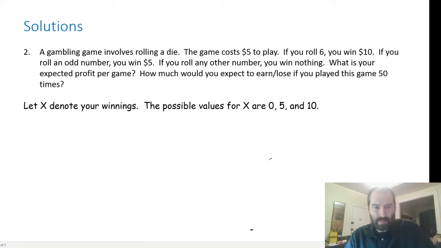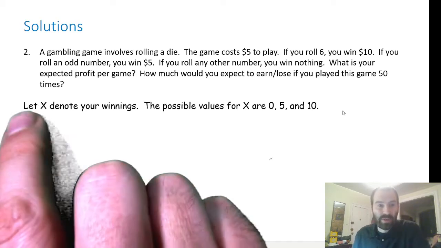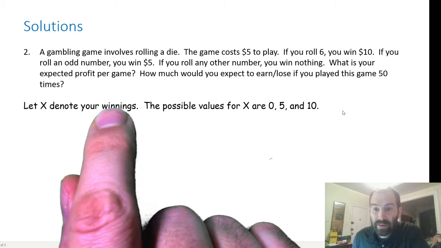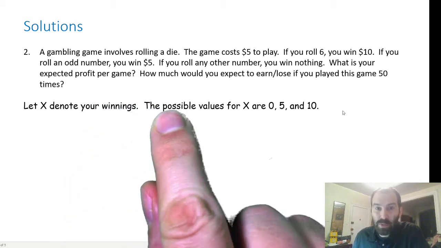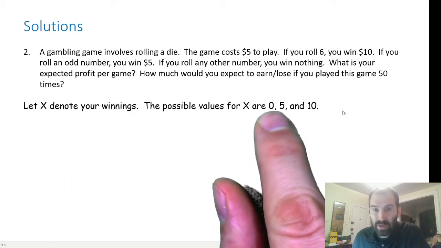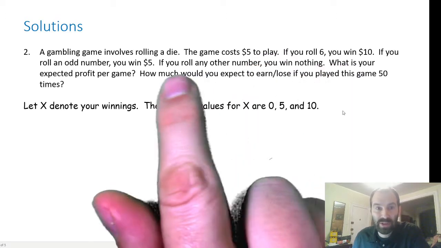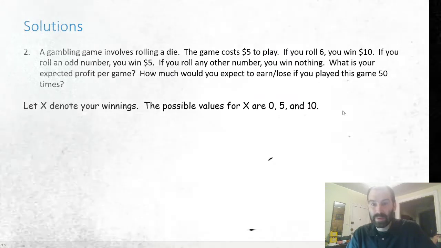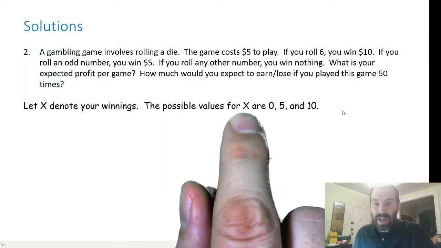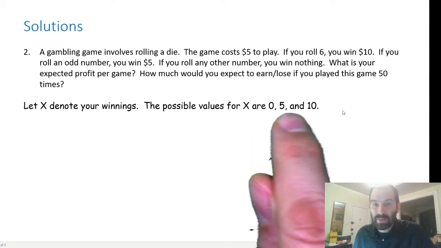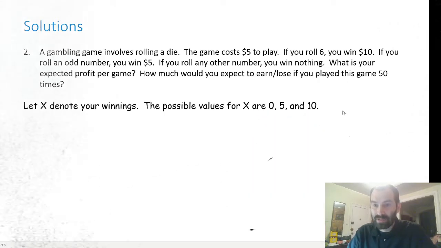Well, let's name our random variable. Okay, so x. And what is it going to denote? It's going to denote how much we win. All right? So the possible values that we can win are 0, 5, or 10. Those are the amounts that we could win here, as was described, okay? So to compute the expected value of x, I'm going to take these values and multiply them by their associated probabilities. All right?